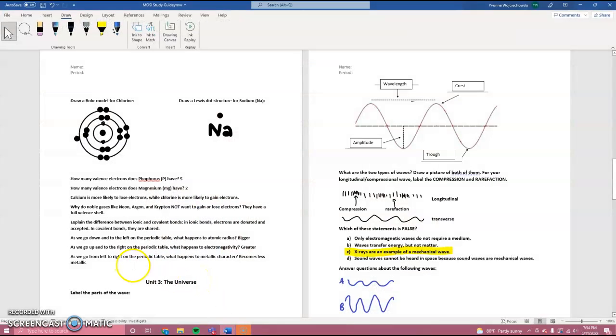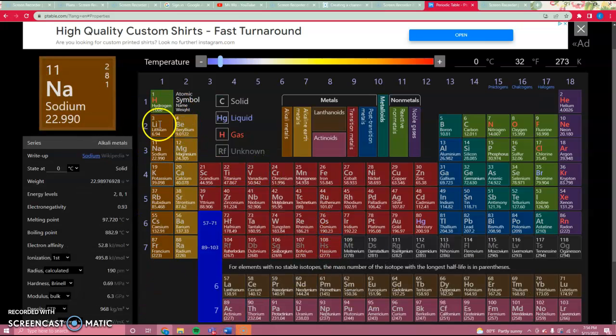As we go left to right on the periodic table, what happens to metallic character? Things become less metallic. On this side, they're very metallic. You might not think of sodium as a metal, but when it's not table salt, that's sodium chloride. When it's actual sodium metal, it is a silver-looking metal. All of these are silver-looking metals. These are all metals as well. Some of these even are metals, but then as you start getting here, it's questionable whether it's a metal. And then here, these are not metals at all.